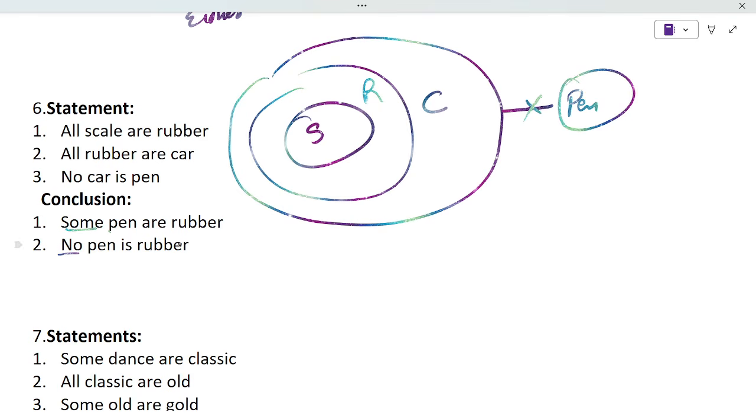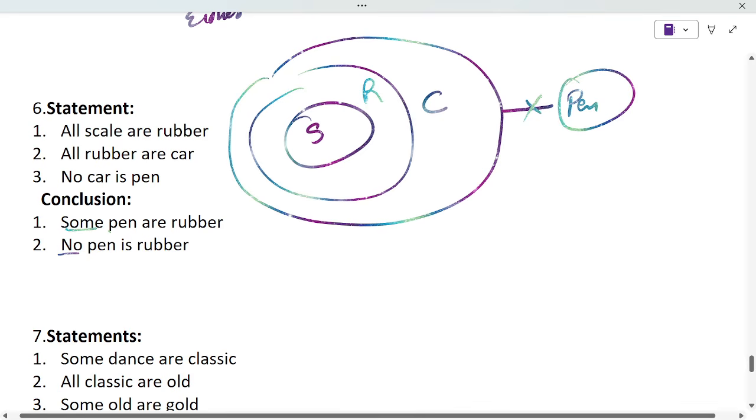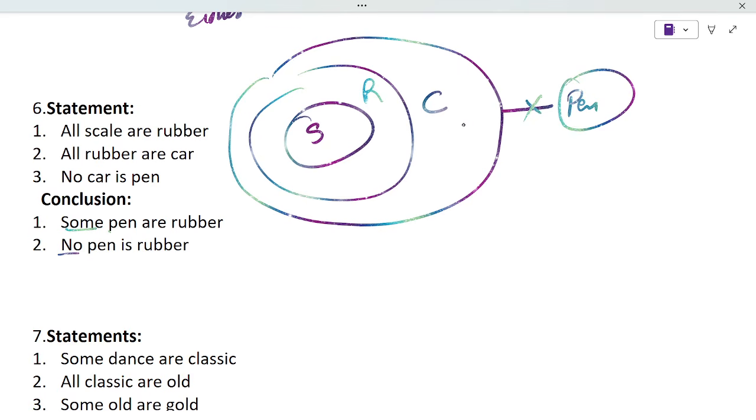So pen and rubber, can they touch or not? Pen area and rubber area cannot even touch. Why? Because rubber is inside car. And in the statement, it's clearly mentioned that car and pen can't touch. So pen can never touch rubber. So they cannot touch. If they cannot touch, the answer is true.